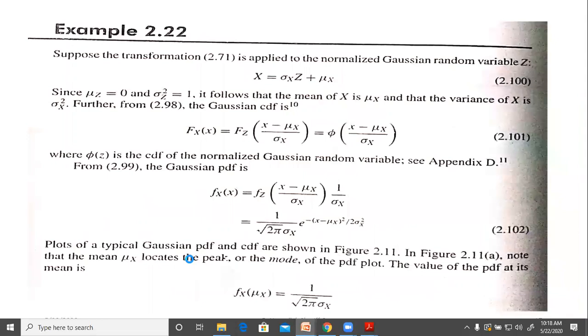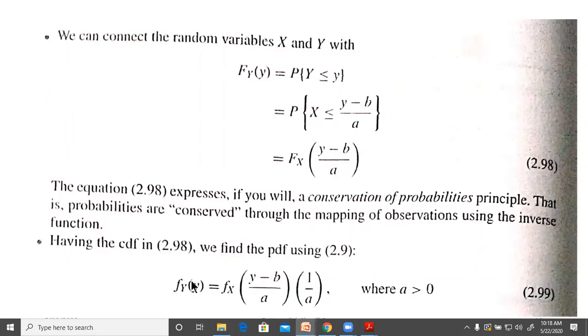So having the CDF there, we can easily find the PDF. The PDF is obtained by taking the differentiation of both sides with respect to y. Remember that it is a differentiation with respect to y on both the sides. If you take that, for this you'll get the PDF itself, and for this you'll get the PDF, but again you need to write the internal derivative of this. The internal derivative will be 1 by a, where a is greater than 0.